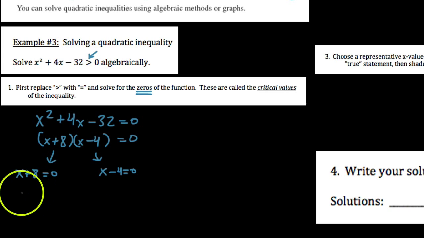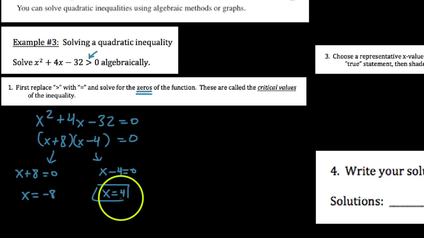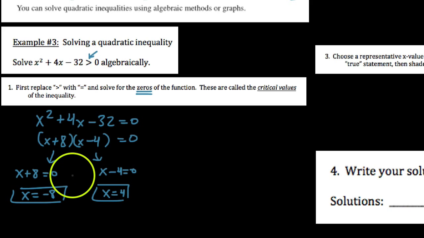So what we end up with here is x equals negative 8. We also get x equals 4. These right here, we're going to put a box around these. We typically call these the solutions, or the zeros of this function. But in this particular case, we're going to refer to these as our critical values.